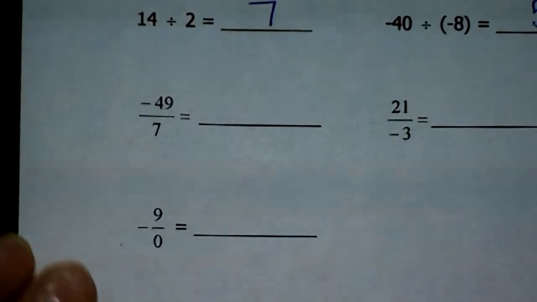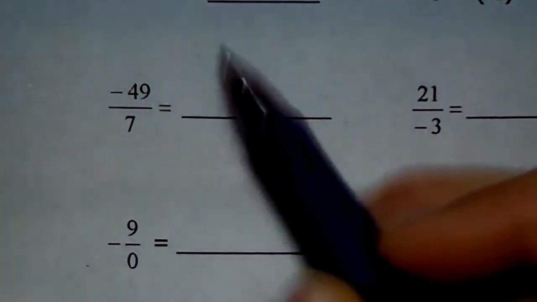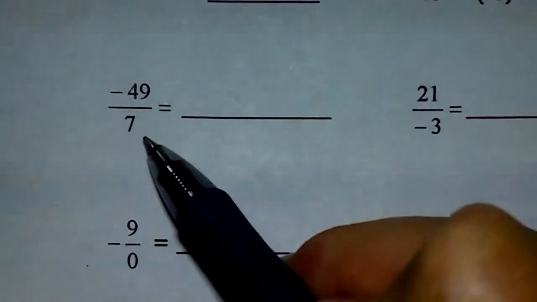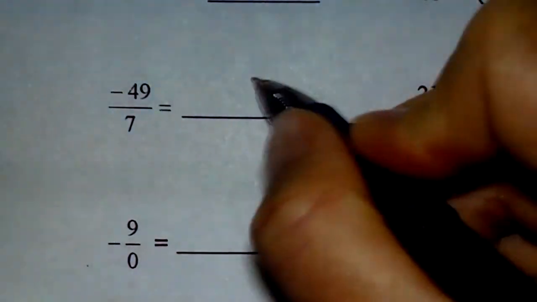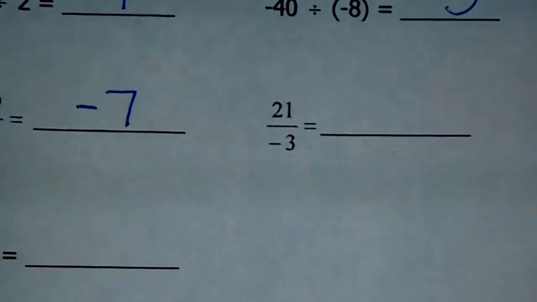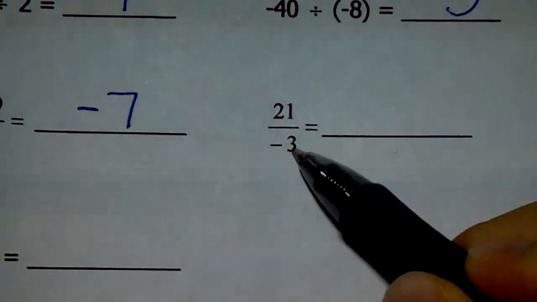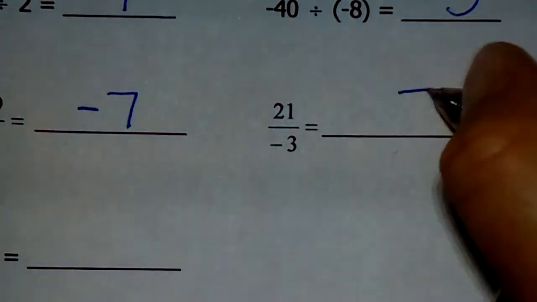All right, these are fractions. Fractions are just little division problems. This means negative 49 divided by a positive 7. 49 divided by 7 is 7. When you have one of each, that means it's negative. 21 divided by negative 3. That's what this means. 21 divided by 3 is 7.